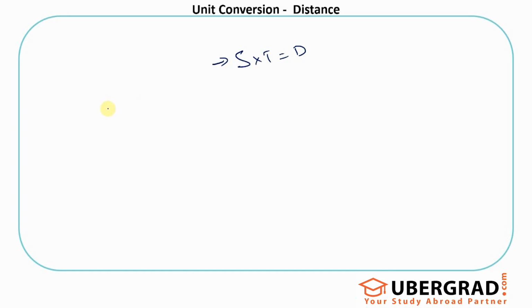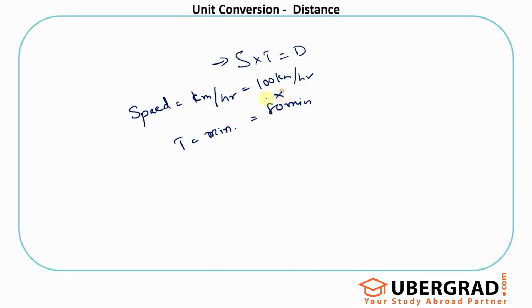What happens sometimes is that they will give you these things in inconsistent units. That is, I can give you speed in kilometers per hour and I give you time in minutes. Let's say a man is moving at a speed of 100 kilometers per hour and he traveled for 80 minutes. What is the distance covered by him? What you need to understand is I cannot multiply speed into time in this case.